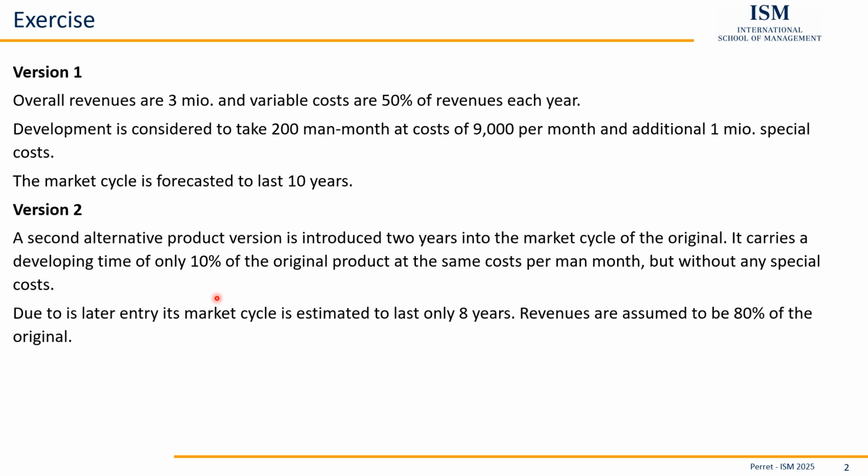Additionally, due to later entry, its market cycle is estimated to last only 8 years. So instead of 10, we have 8 years. And revenues are assumed to be 80% of the original. So we have to multiply the 3 millions with 0.8. Well, what are we supposed to do with this? We are just supposed to calculate payoff periods for both products.